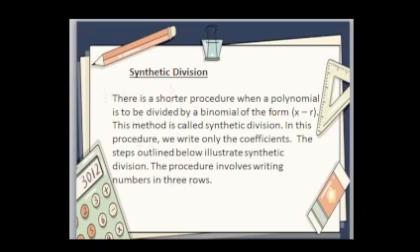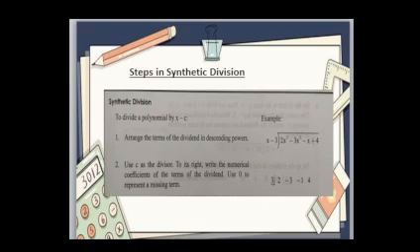The procedure involves writing numbers in 3 rows. So we have this example. To divide a polynomial by x minus c. So we have here our dividend is 2x cubed minus 3x squared minus x plus 4. And our divisor is x minus 3. So we have to arrange the terms of the dividend in descending power. So that's step number 1.